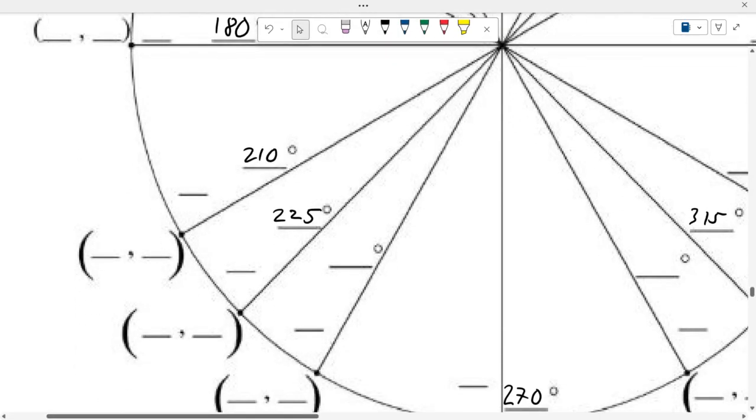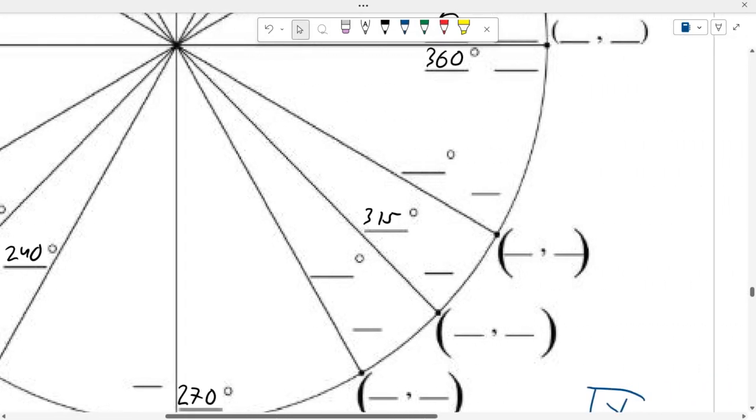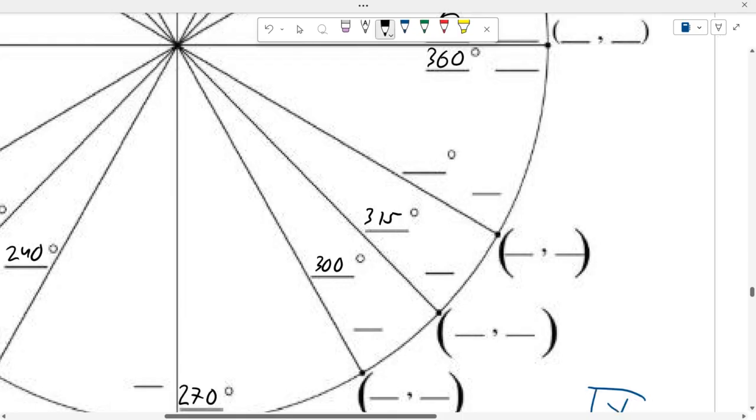If I add another 30, I pass the 225 and I get 240. If I add another 30, I get the 270 that's already on there. If I add another 30, I get 300. If I add another 30, I pass the 315 and I get 330.